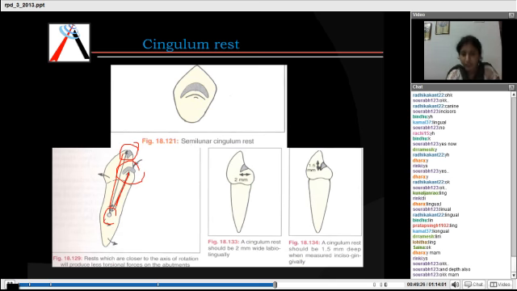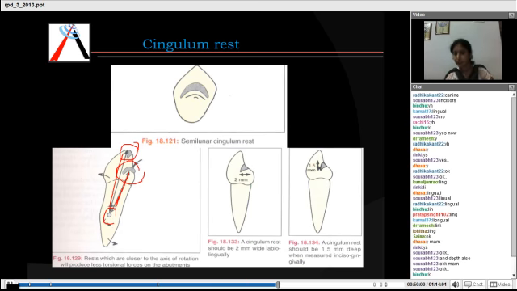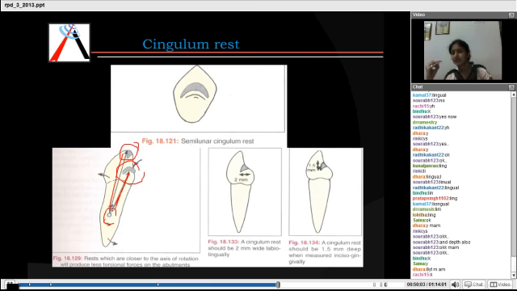Cingulum rest should be 2 mm wide labiolingually and it should be 1.5 mm deep when measured incisogingivally. Here they are giving you the depth. So these are the dimensions you need to learn. Just see if they are there in the notes. If they are not there, just make a note of it. This is a cingulum rest. It is better than the incisal rest because it is near the axis of rotation. Clear? Understood the occlusal rest, the extended occlusal rest, the incisal rest and the cingulum rest.